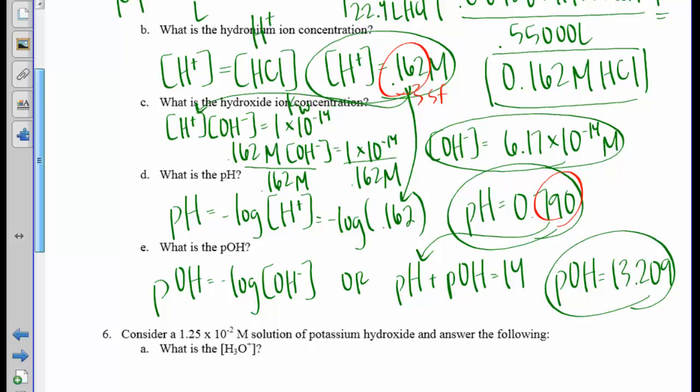So this problem was about recognizing that we had a solution of a strong acid, using that to identify the hydronium ion or the hydrogen ion concentration, and then using the hydrogen ion concentration to calculate the hydroxide ion concentration, and then using those 2 pieces of information to find the pH and the pOH.